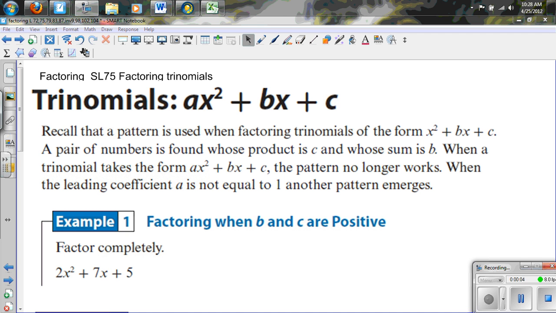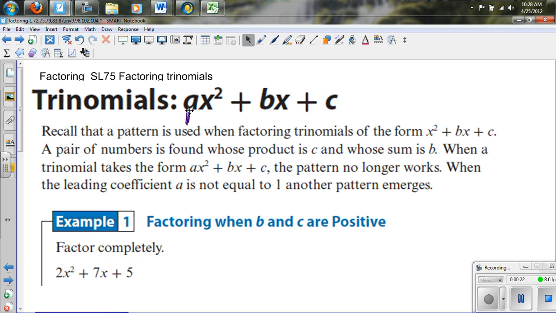Factoring trinomials. If you recall from the first lesson in this section, we had trinomials where we had ax squared plus bx plus c, where a was always 1. So there was always a 1 here in place of the a. Today we're going to do this where a is some other number.